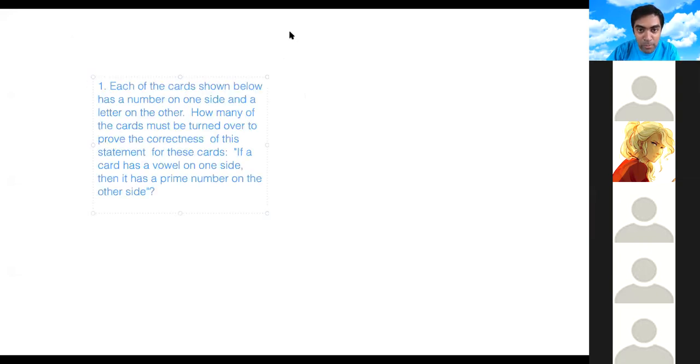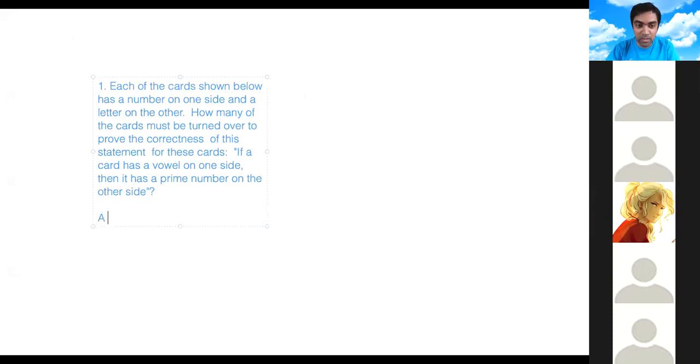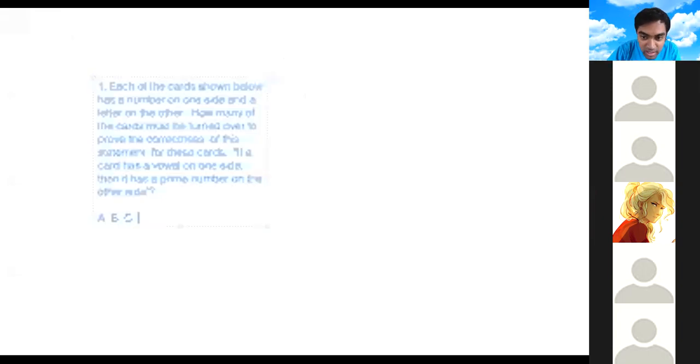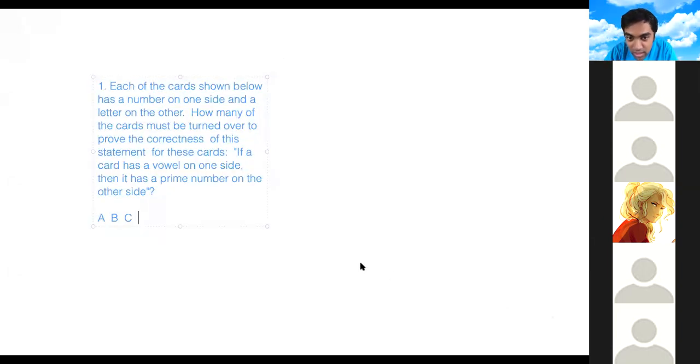Okay, can everyone see the whiteboard? Yes. Okay. So I don't know if I can add the image here, so I'll just put the cards in text here. Okay, so what answers did you all get for this question?